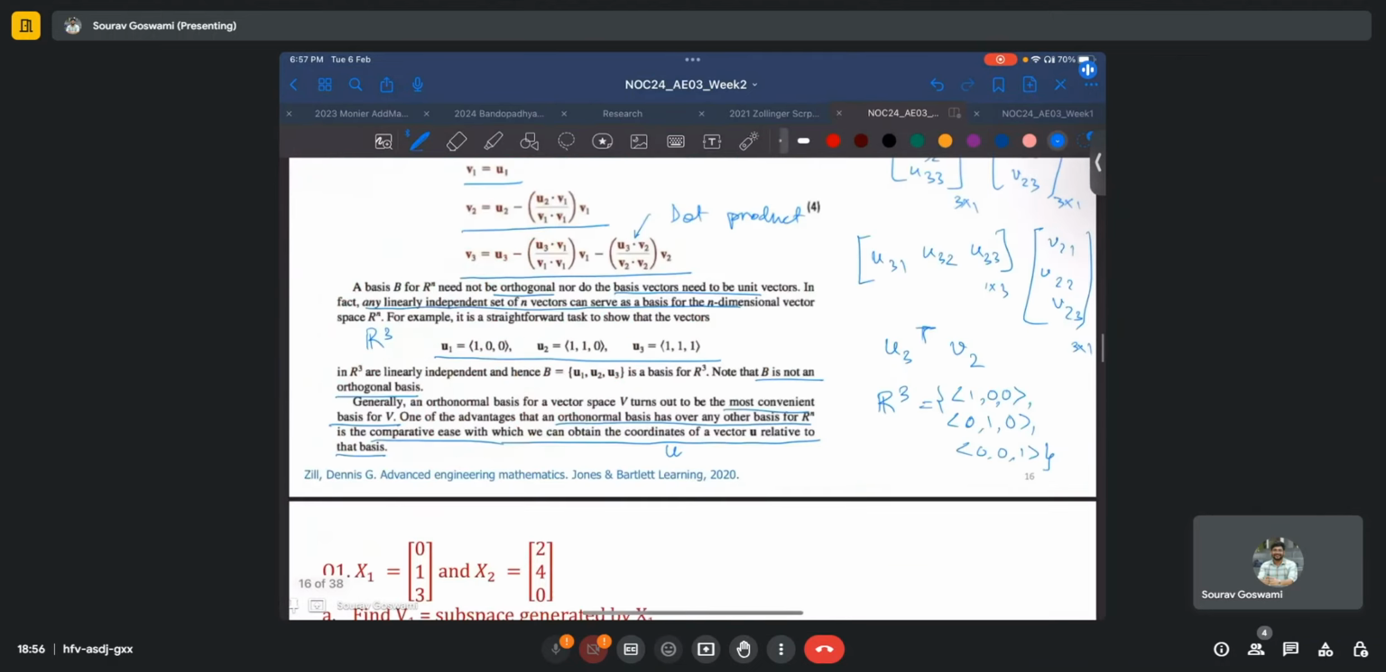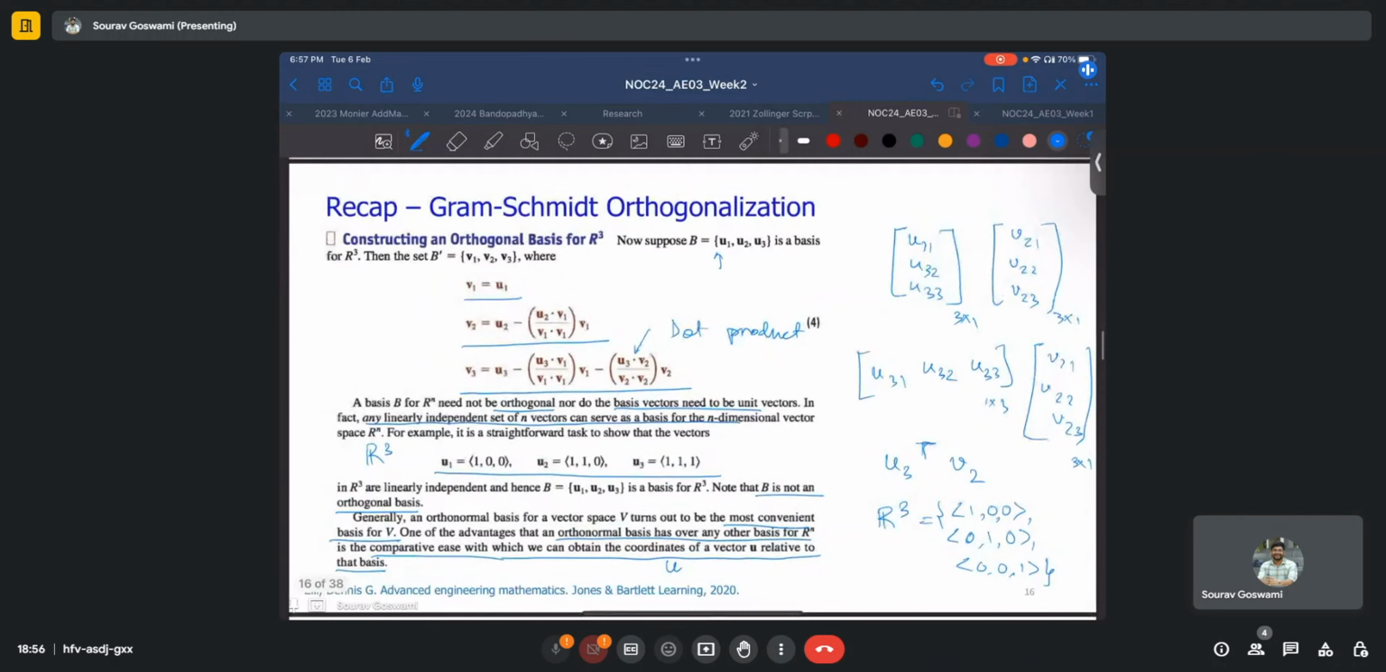So we have touched on the concepts. We'll take a short break and then we'll solve a few illustrative examples.